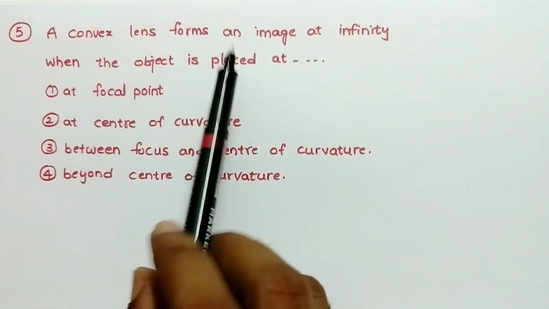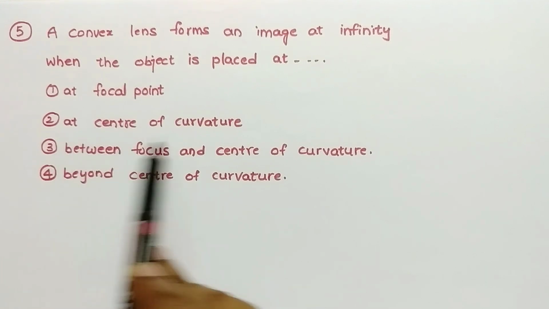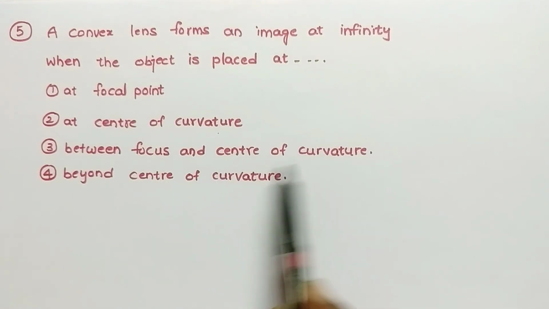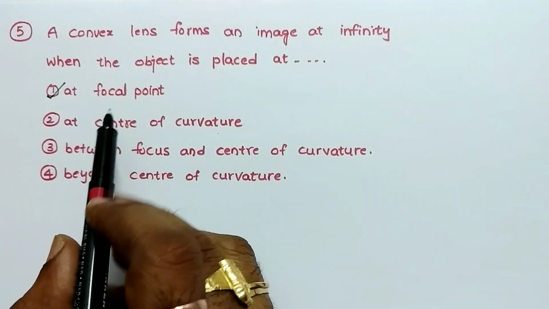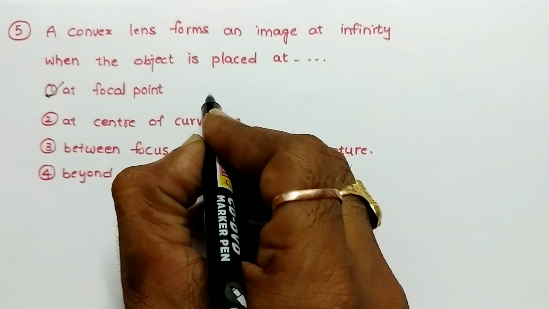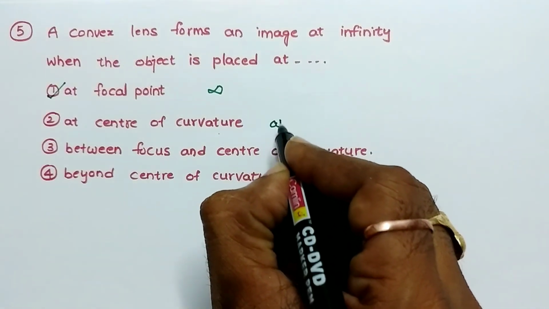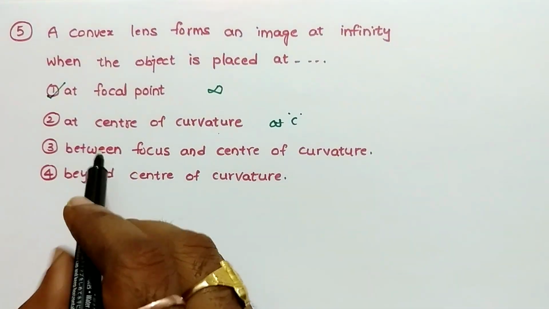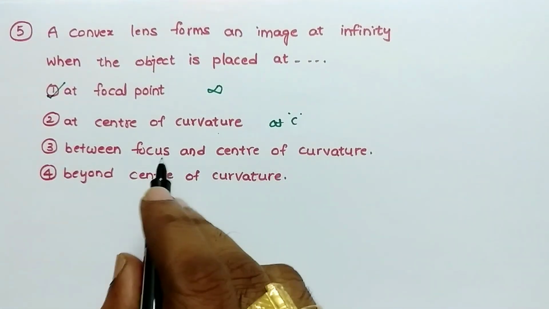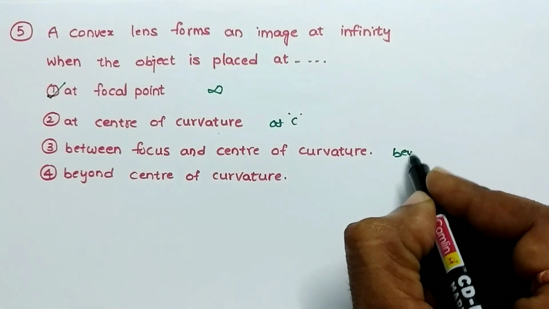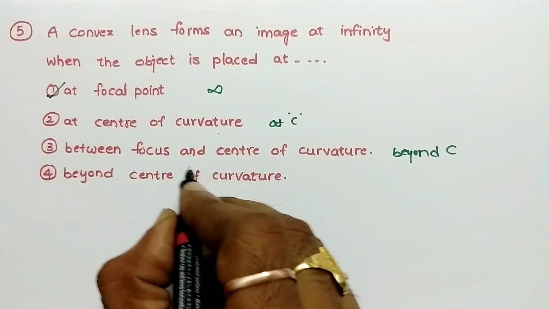Next, the convex lens forms an image at infinity when the object is placed at focal point, at center of curvature, between focus and center of curvature, or beyond center of curvature. So the answer is at focal point. When the object is placed at focal point, image is formed at infinity. When the object is placed at center of curvature, image is formed at center of curvature. When the object is placed between focus and center of curvature, the image is formed beyond C. When the object is beyond C, the image is between F and C.